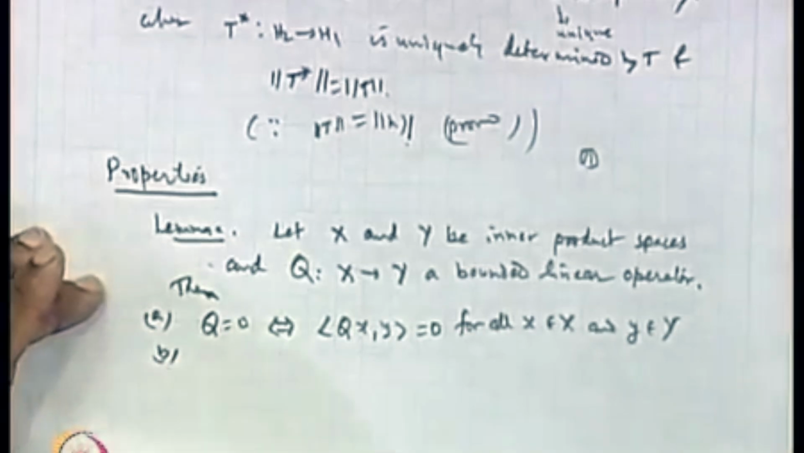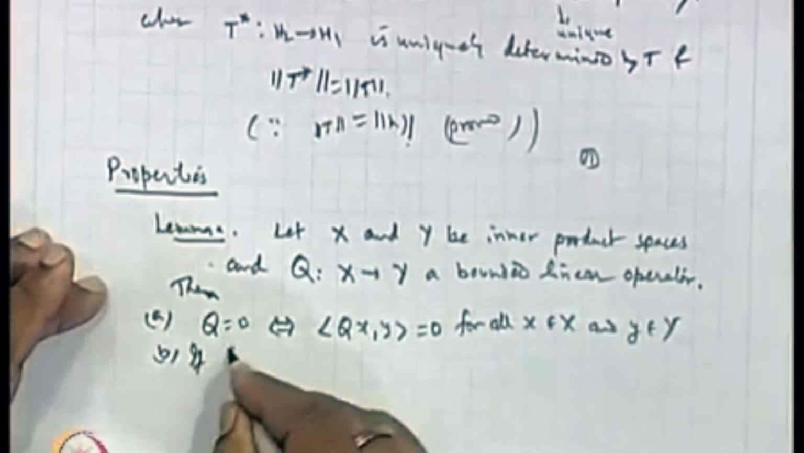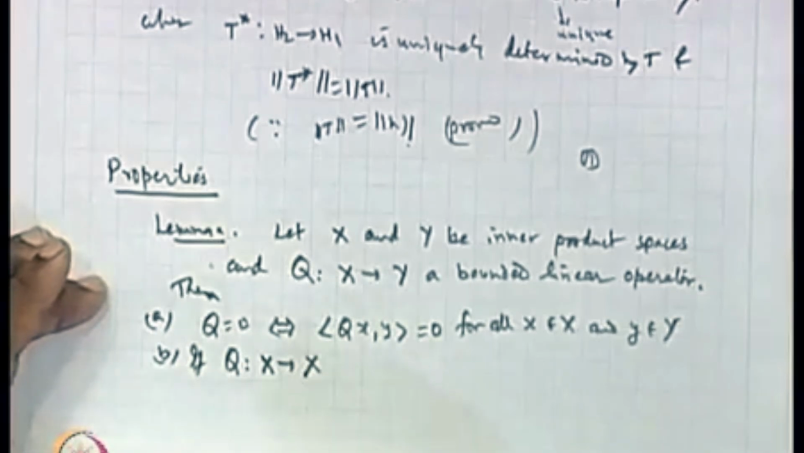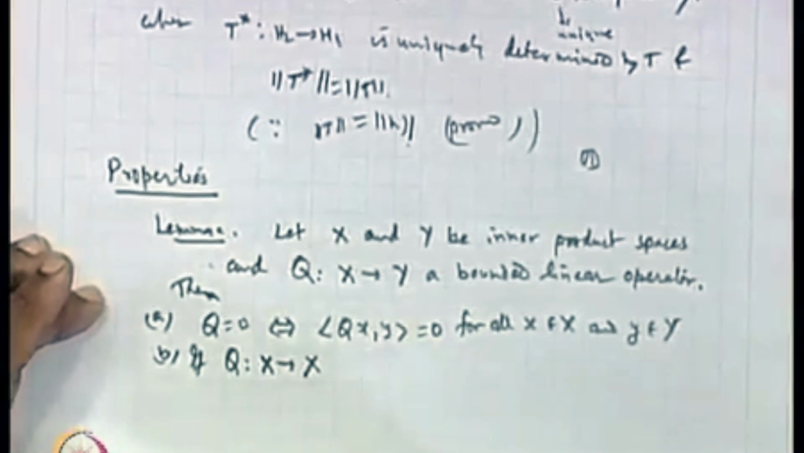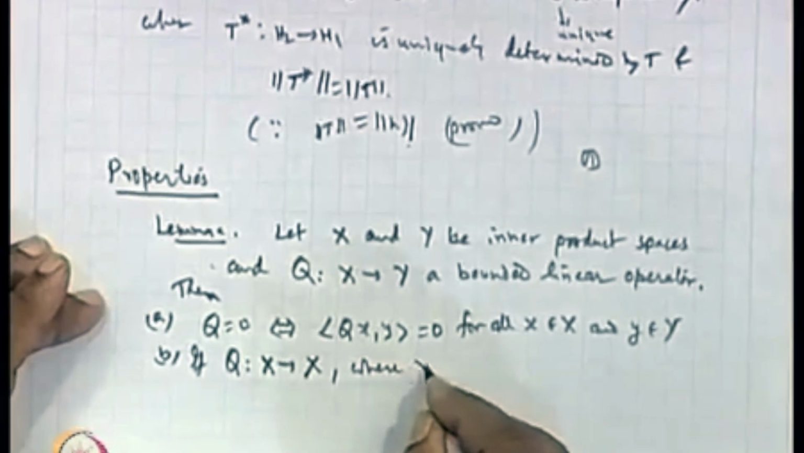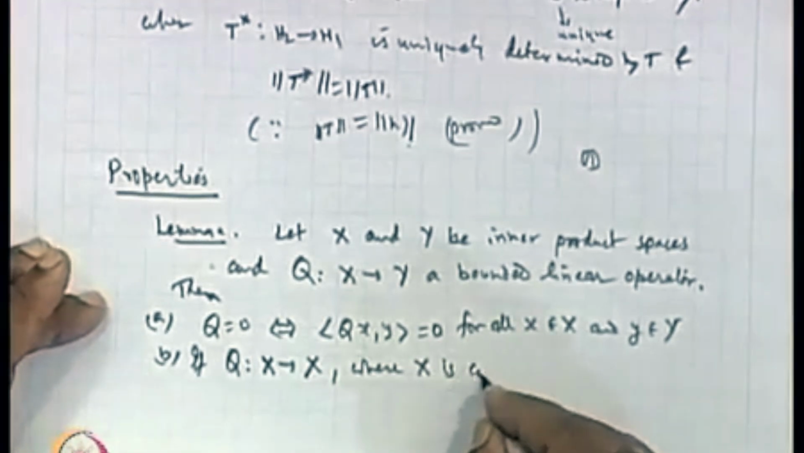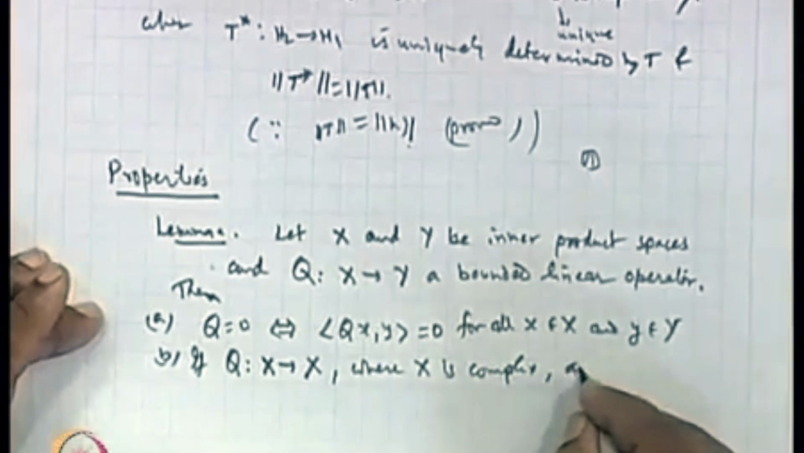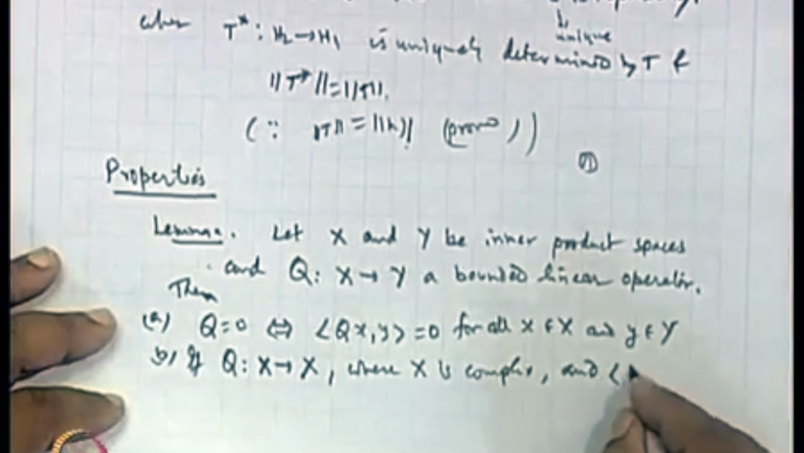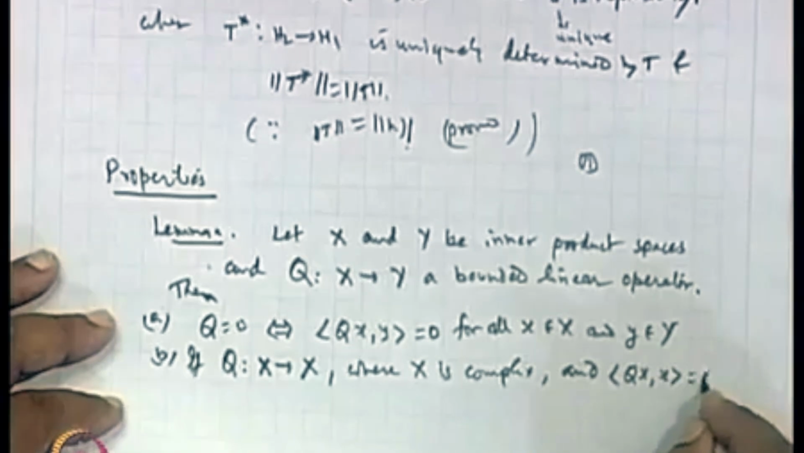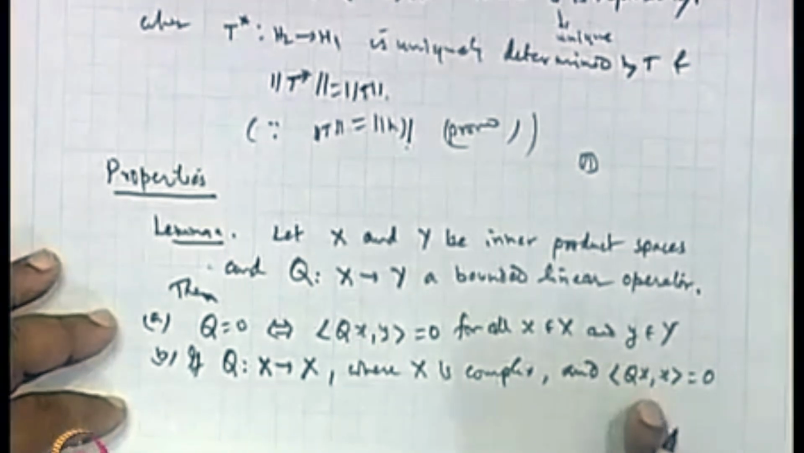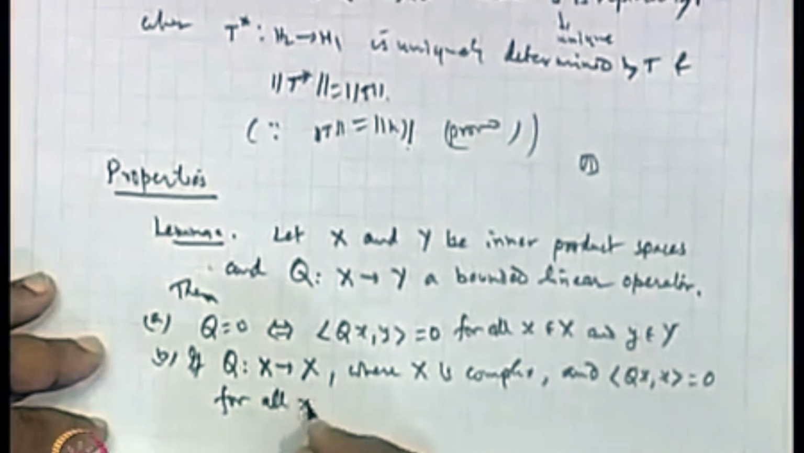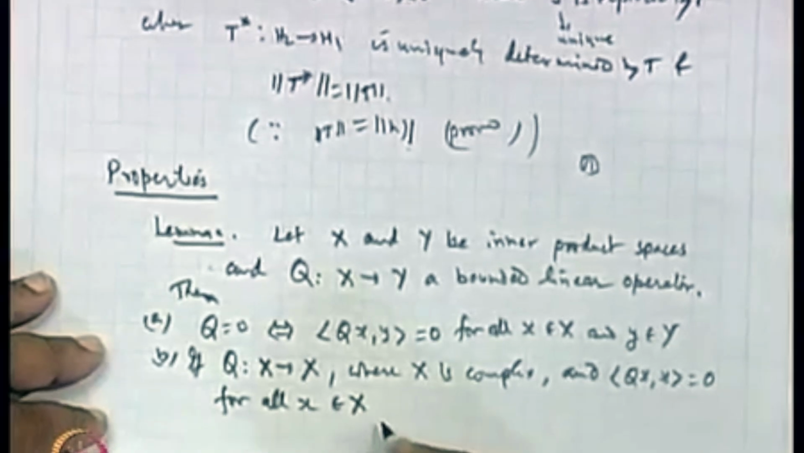And part B is that if Q is an operator from X to X, earlier Q was X to Y, if Q is X to X where X is a complex inner product space, and the inner product of Qx comma x is 0, meaning both the coordinates are the same, for all x belonging to capital X, then Q must be 0.